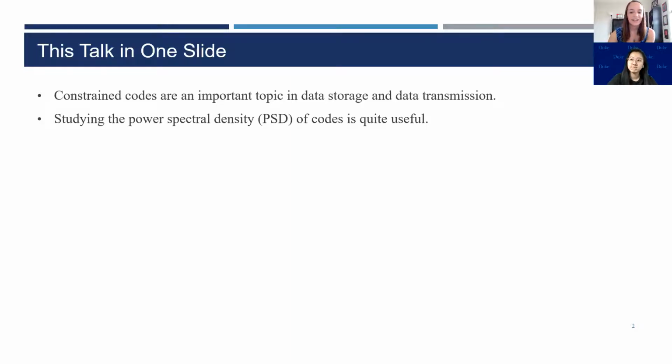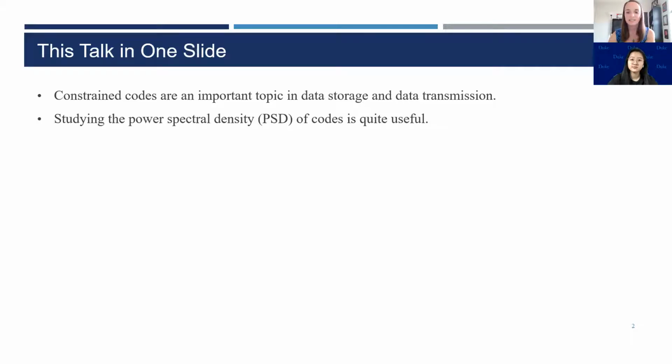Our research looks at calculating the power spectra density, or PSD for short, for constrained codes. Making PSD calculations efficient and simple for codes of interest allows system designers to more easily compare and ultimately choose a particular coding scheme for their given application by allowing them to understand how power is distributed across frequencies for each code. An example of this can be seen in the applications of optical recording and communication over transmission lines.